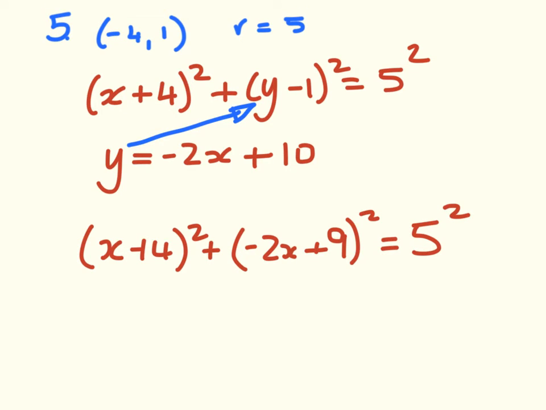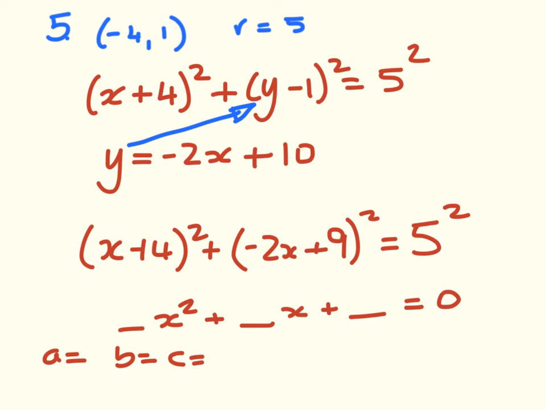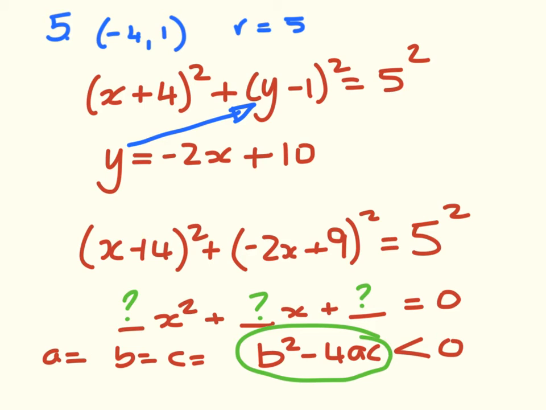Now, if you remove all the brackets and tidy up, you'll end up with something times x squared, something times x, and then something equaling 0. Because you're saying it does not intersect the circle, if you identify A, B and C, plug them into b squared minus 4ac, you should get an answer which is less than 0. So there's an awful lot of work to do in this question. So remove the brackets, tidy it up, identify your A, B and C, plug them into b squared minus 4ac, and you're looking for a negative answer.